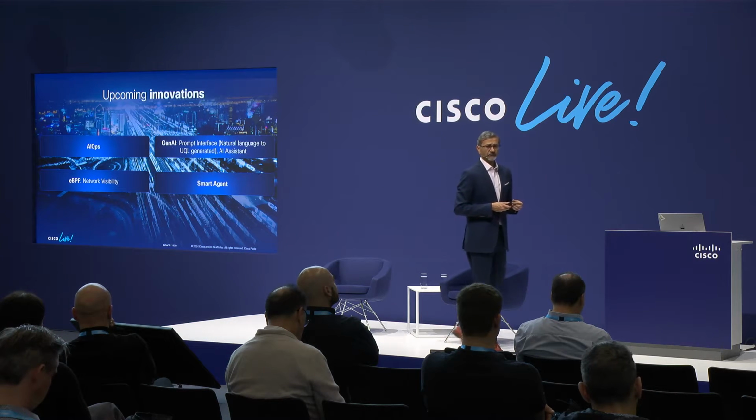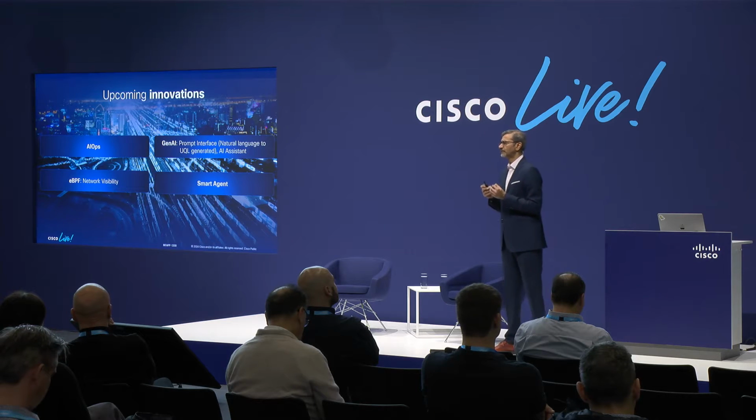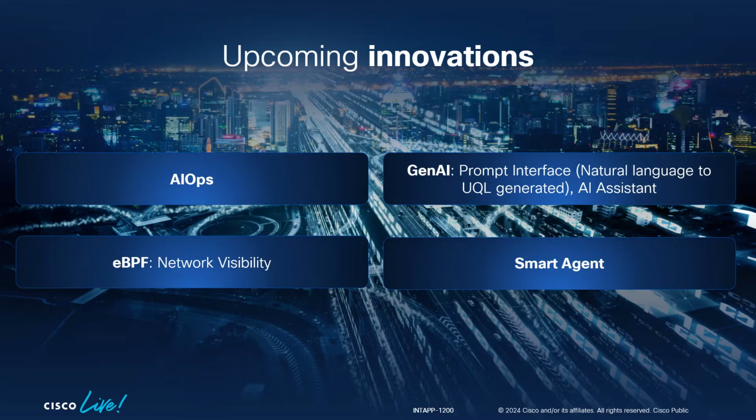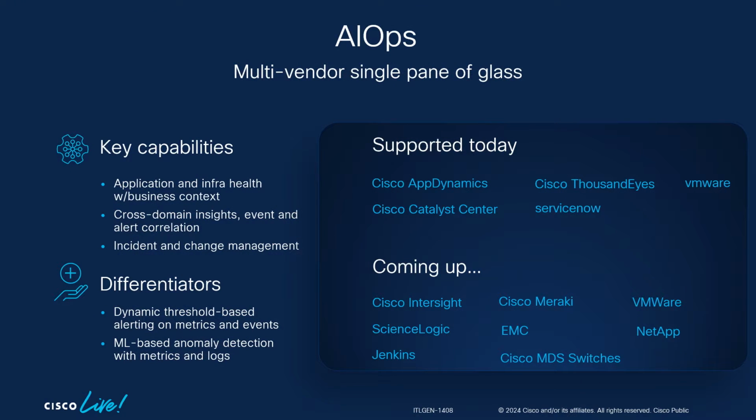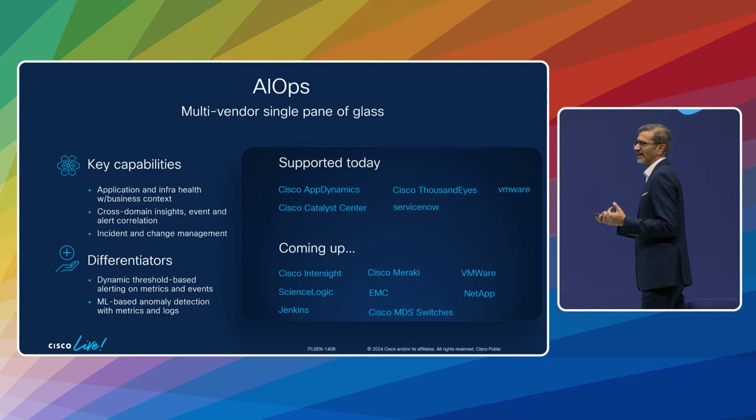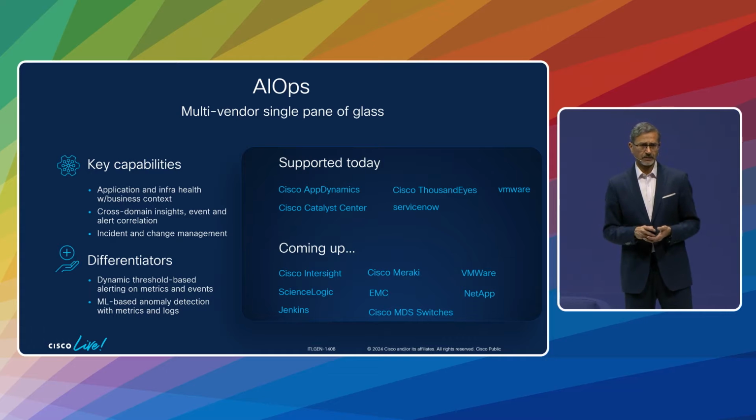Some of the upcoming innovations, and again, we have sessions for a lot of this, so just take an opportunity to go and attend if you are interested. AIOps is something which we are going GA with, right? Here are the components from which we are ingesting the telemetry so that we can correlate those events to really help you reduce your mean time to detect and mean time to repair. Cisco AppDynamics, ThousandEyes, VMware ecosystems, Catalyst, ServiceNow are all supported today. And as you can see, we will continue to expand this beyond what you have seen here.